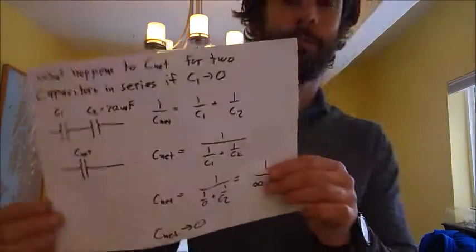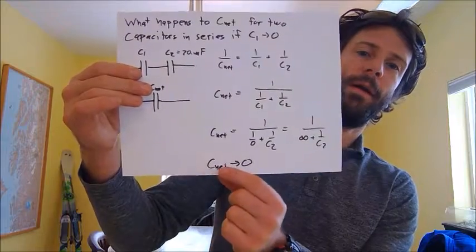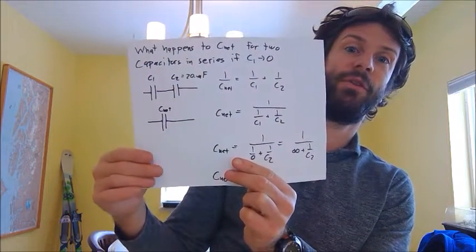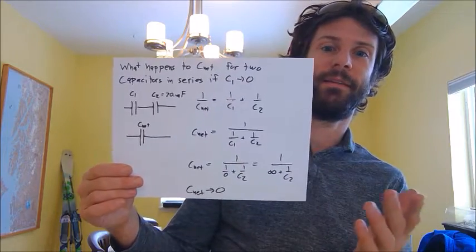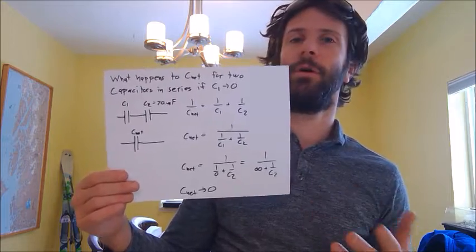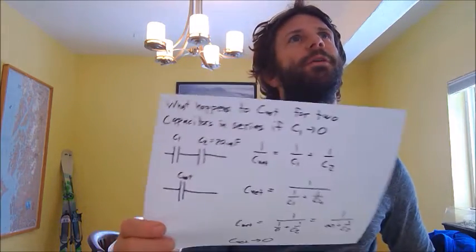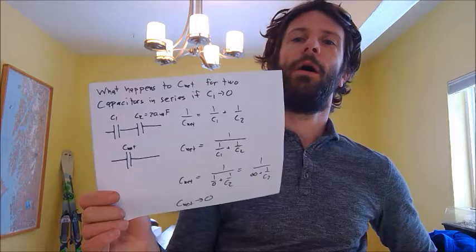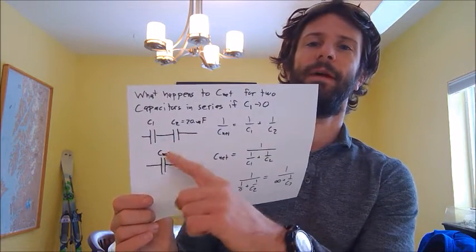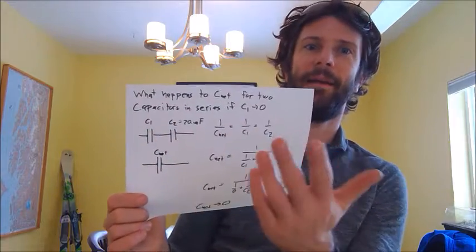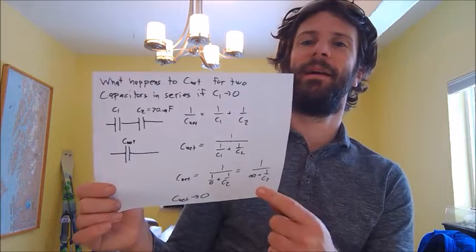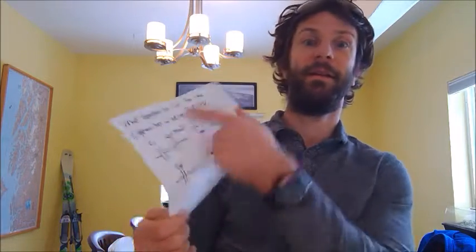So, if one of these capacitors has 0 capacitance, then the net capacitance is 0, which seems a little counterintuitive. I think most people think, oh, if this one is 0, then it's just going to go to C2, like thinking about the adding formula. But the reason why that doesn't happen, I'm going to redraw this in a different way.